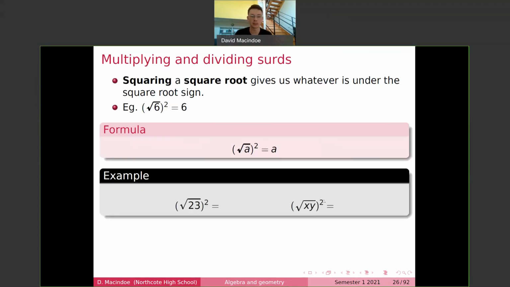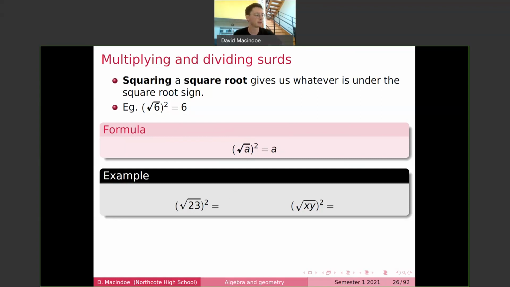Okay, some rules for multiplying and dividing surds and squaring them. Squaring a square root, hopefully quite reasonably: if you square something with a square root sign around it, so the square root of 6 squared is just 6. The square cancels out the square root. If you write that out, root 6 squared is just root 6 times root 6, so you end up with 6. As a rule, if you've got something A under a square root sign and you square it, you just get back A.